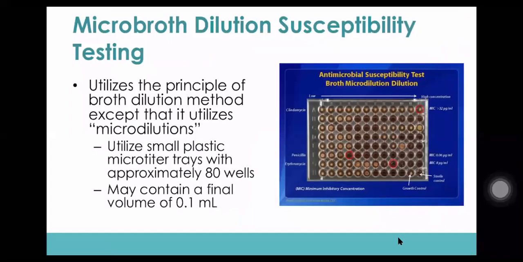Okay, next, if macro broth uses tubes, micro broth uses plates. We use micro plates or micro wells. It utilizes the principle of broth dilution, except that it utilizes microdilution. So our units here are micrograms per ml. We utilize small plastic micro-titer trays with approximately 80 wells.